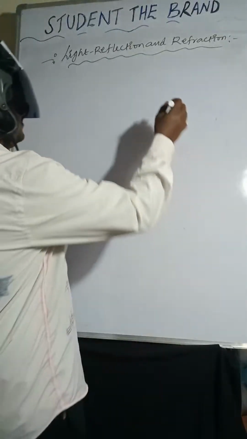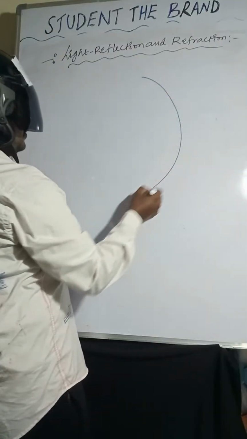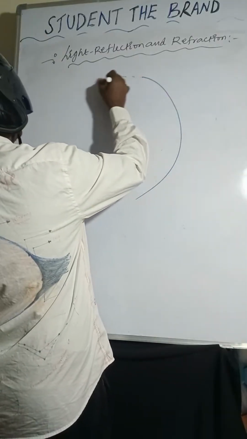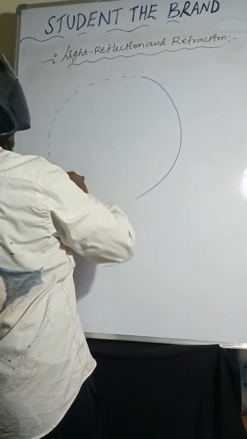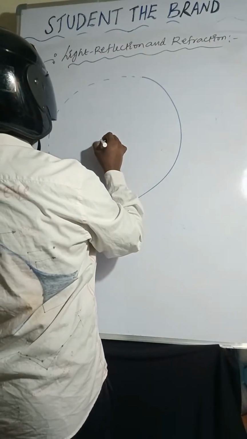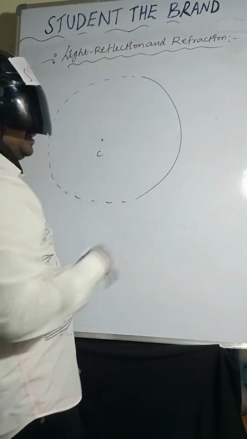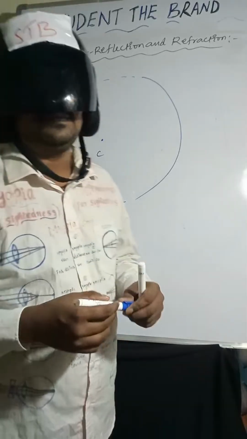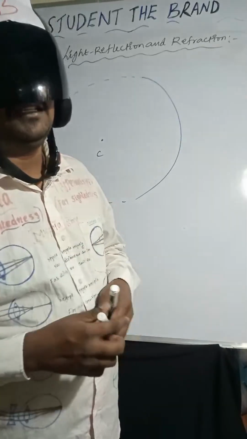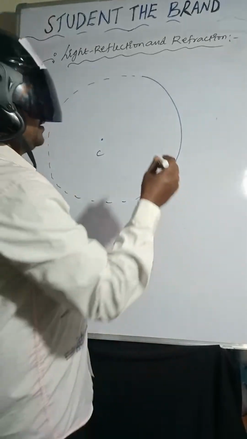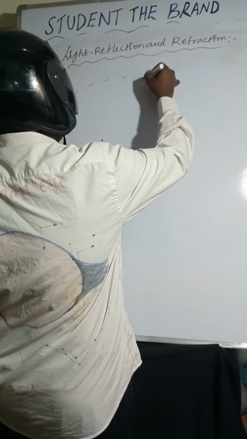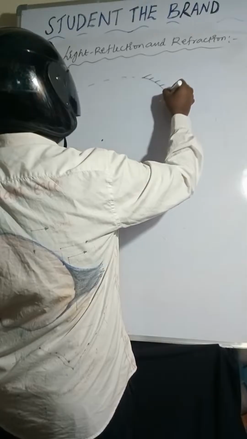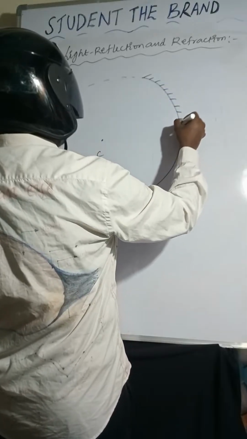So I'm taking the concave mirror. Here is the concave mirror. It's a part of the sphere. This is the center of the imaginary sphere of which the mirror is a part.